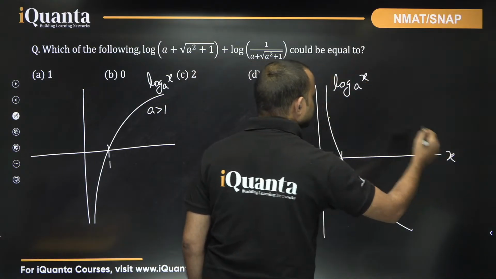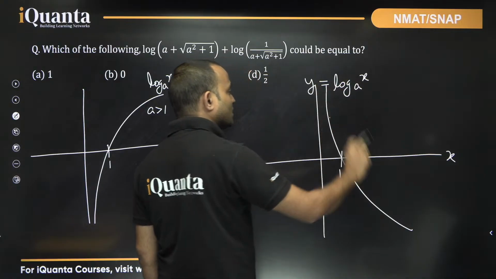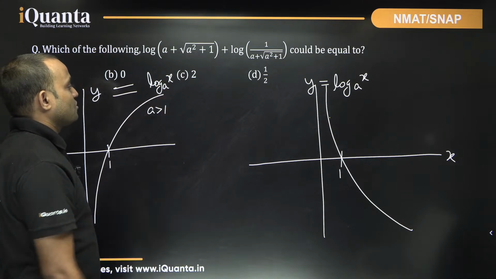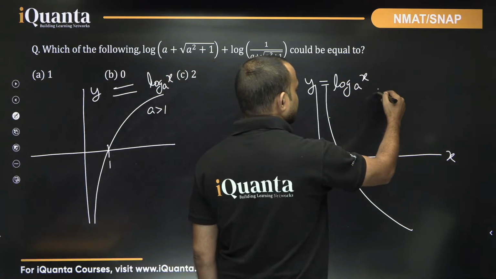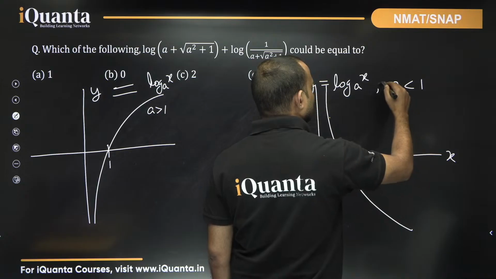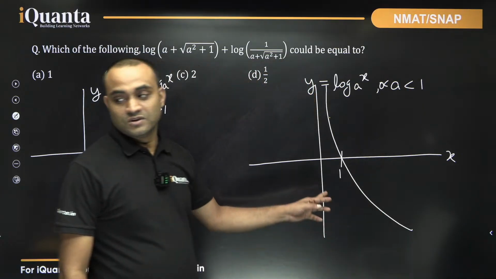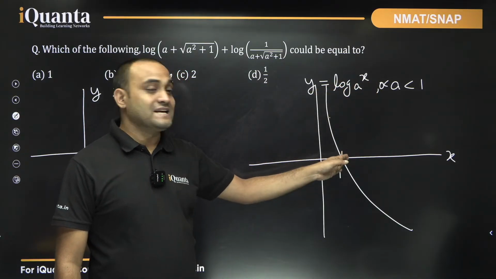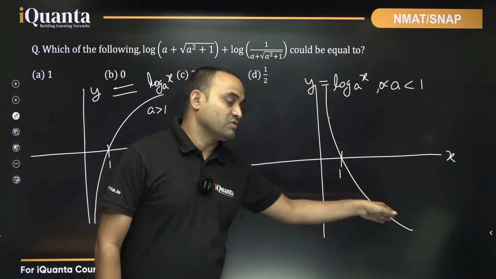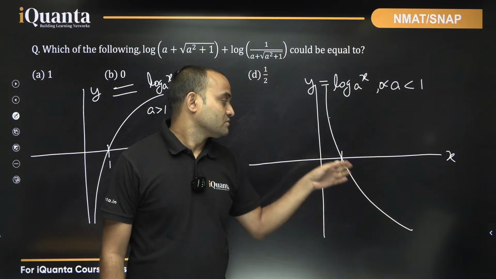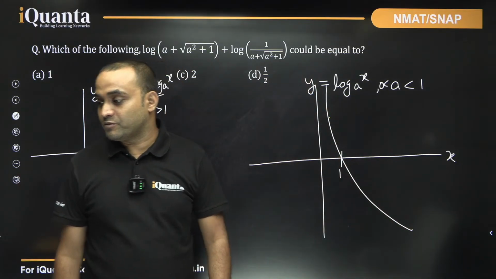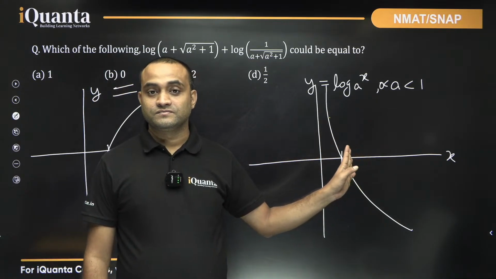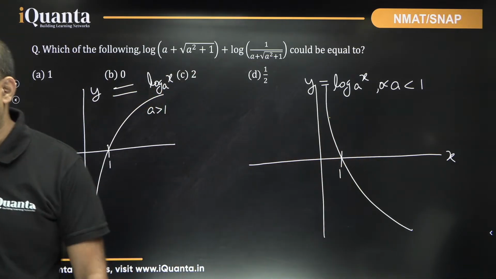This is your x axis, this is your y axis, and y is equal to log x to the base a. This is also y equal to log x to the base a, but in this case a is less than 1. So, you can understand, if the value of x is greater than 1, the result will be negative. Anything which is less than 1, the result will be positive. Okay guys, is that clear now? Is there any problem?